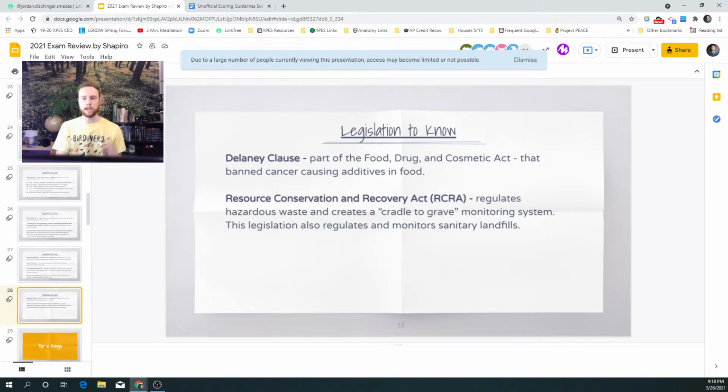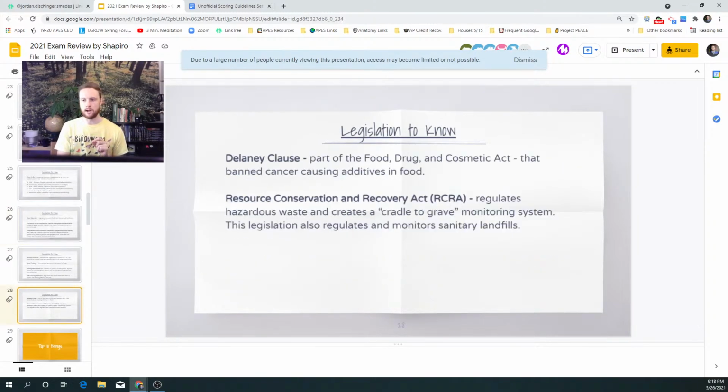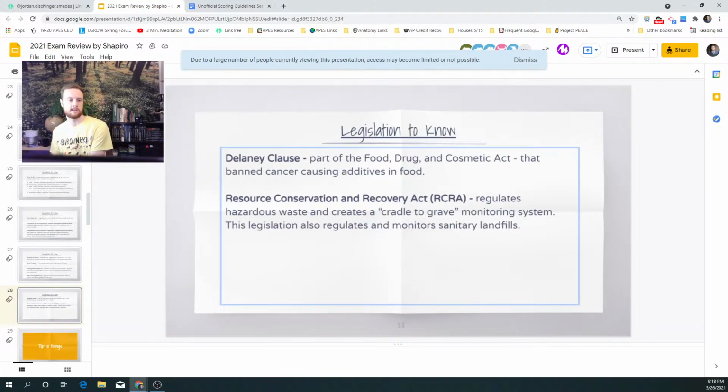And then we have RCRA and CERCLA. I want to talk about those two together, even though they're on different pages. So we have RCRA, and you can abbreviate it RCRA. You do not need to write the Resource Conservation and Recovery Act. You can write RCRA in caps. This is going to regulate hazardous waste, and it's going to create what's called cradle-to-grave monitoring.